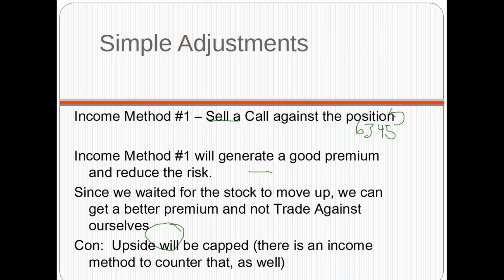Now, the obvious choice, and that's why we call it income method number 1, is selling a call against the position. Texas Instruments has moved up. It's trading at $61.50. I could generate a good premium by selling a weekly or maybe a 1 month out 62 strike call. I want to be a little bit out of the money. I don't want to be in the money.